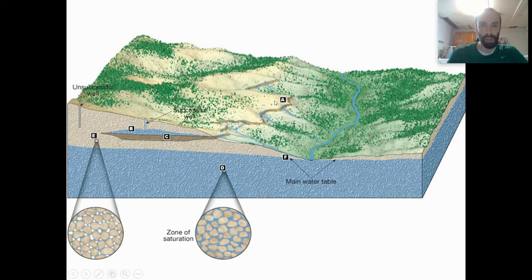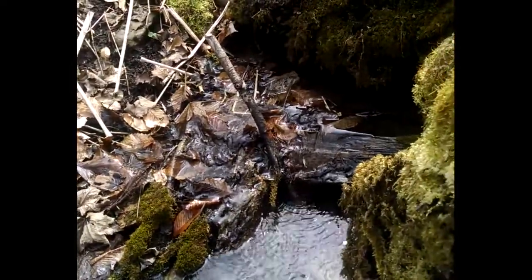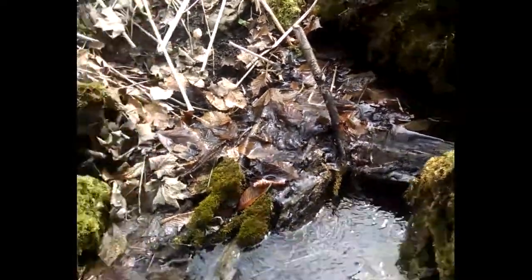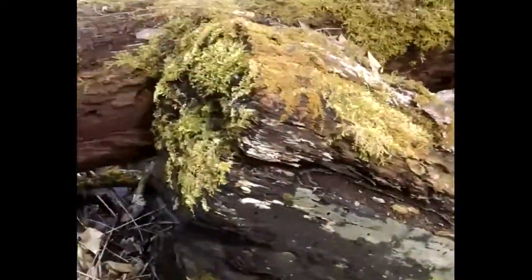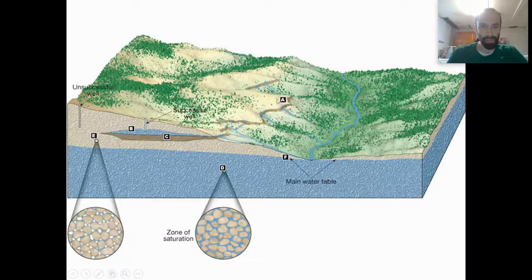This is a spring, which I'll show you a video of. This is called the Groundwater Spring. I'm at Baltimore Woods, and this water is just coming right out of the ground and trickles right down through this valley and down that way. This layer right here is the water table.